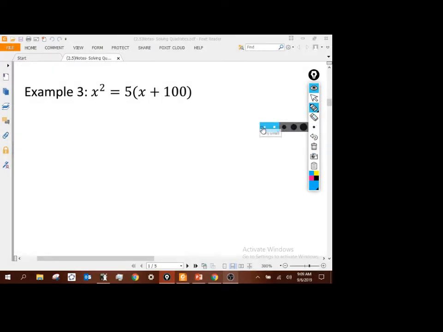Any suggestions? Factor in 5, and distribute it. Okay, so we get x squared equals 5x plus 500, right? Yep. Okay, then the next thing I want to do is move everything over, right? Yep. So x squared minus 5x minus 500 equal to 0.